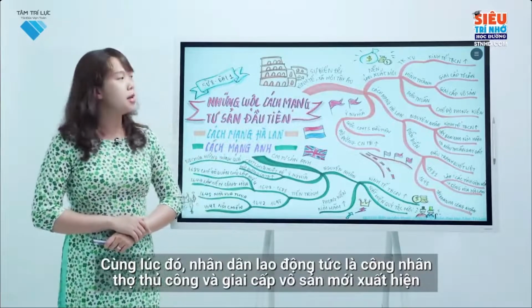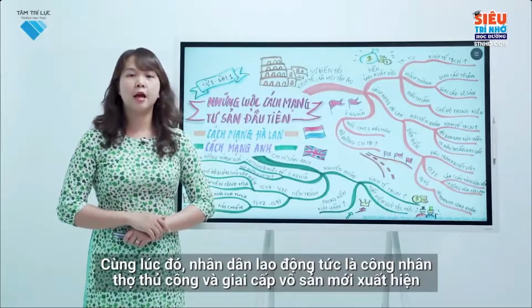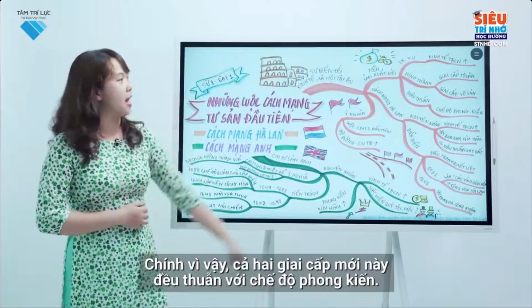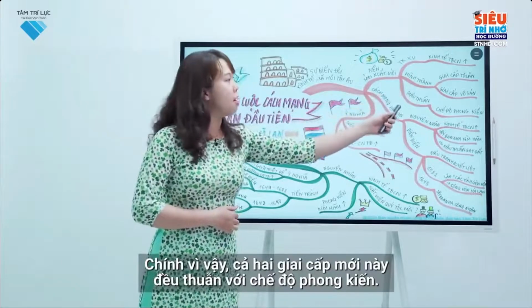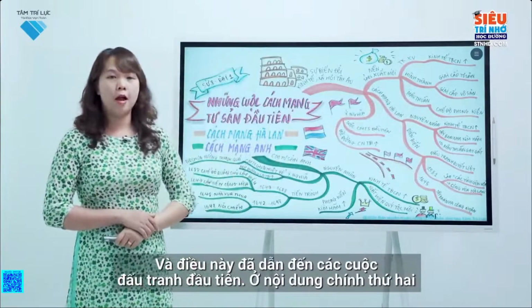At the same time, workers, craftsmen, and the newly emerged proletariat were all subjected to extreme exploitation by the feudal system. For this reason, both of these new classes were in conflict with feudalism, and it led to the first struggle.